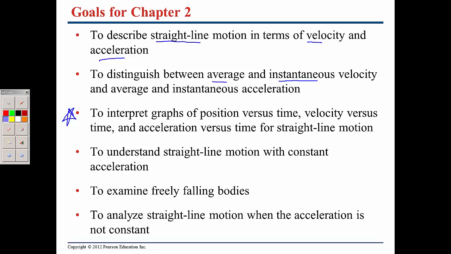There's also a lab on this. Objects that are in straight line motion with constant acceleration, we're going to talk about how the position and velocity change for constant acceleration. And we're going to look at a special case of this, freely falling bodies. That's when the acceleration is due to gravity, which is a constant acceleration. Lastly, we're going to take a very quick look at straight line motion when the acceleration is not a constant, but that's not a huge priority in this chapter.